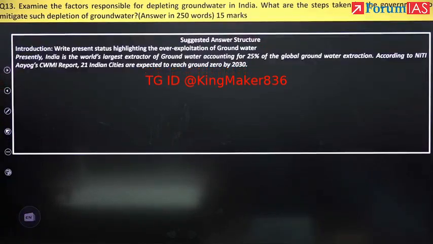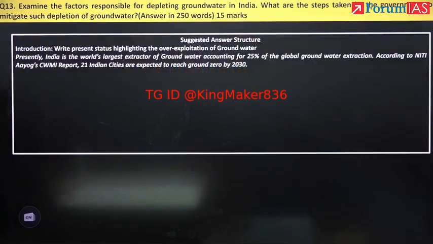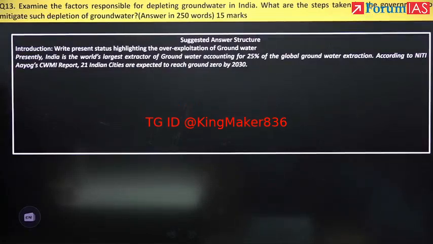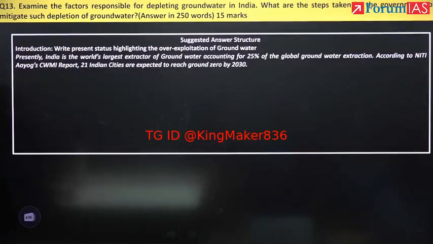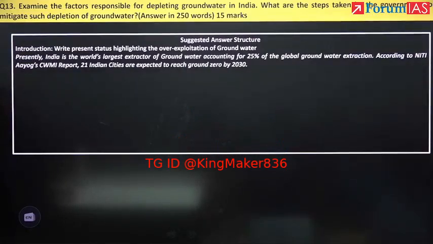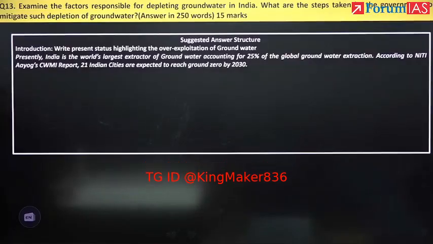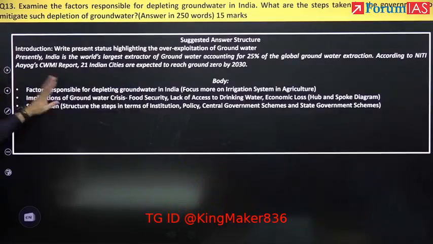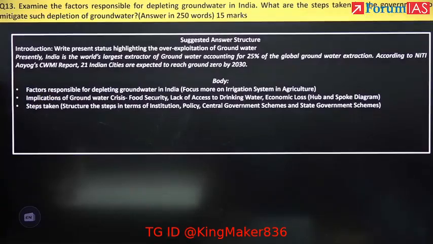So this can be your introduction. Presently, India is the world's largest extractor of groundwater, accounting for 25% of the global groundwater extraction. According to Niti Aayog's Composite Water Management Index report, 21 Indian cities are expected to reach ground zero by 2030. Then, in the body of the answer, part 1, factors responsible for depleting groundwater in India.